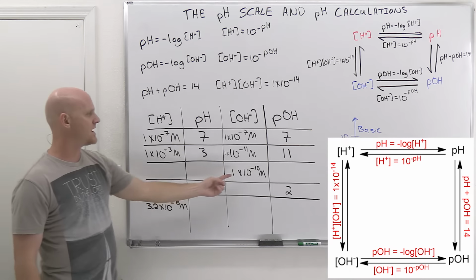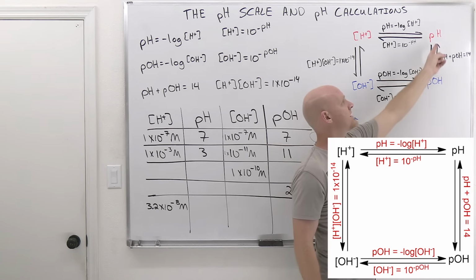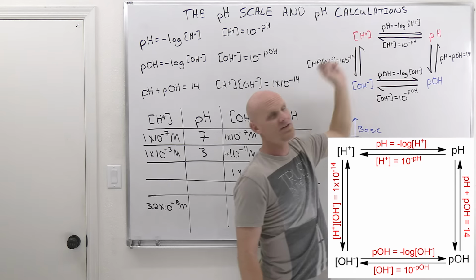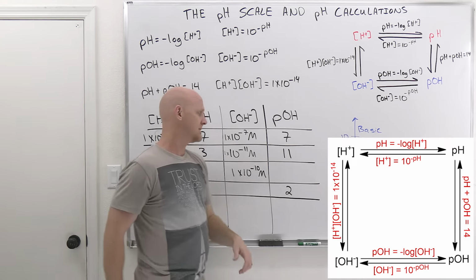But for me, if I've been given the hydroxide, I'm just going to turn that into a pOH. And once I turn that into a pOH, I'll then turn that into a pH, since pH and pOH add up to 14. And then once I've got the pH, I can go back to the H plus. I just hate this part of the path. If you like it, great.